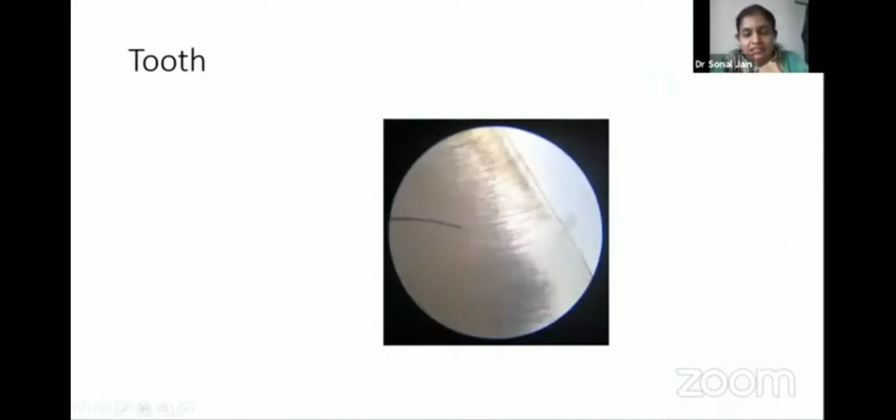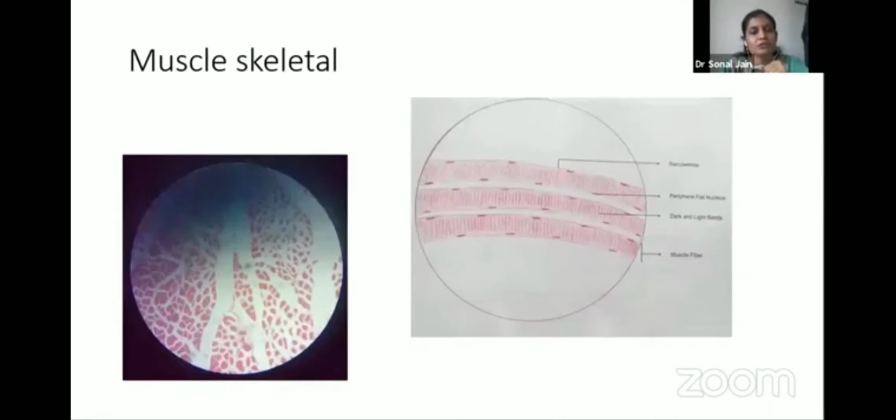So this is the tubules, and this part is the junction between enamel and the dentine, the hard tissue of teeth. These two slides are different from the H and E staining, hematoxylin and eosin staining, so it is easy to find out. Okay, next we are moving to muscles.